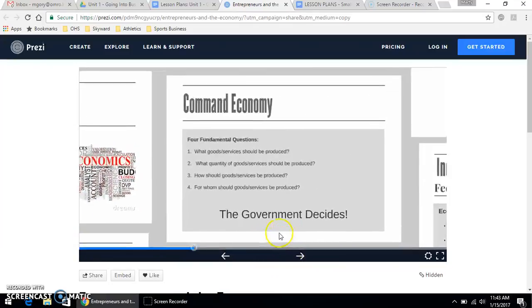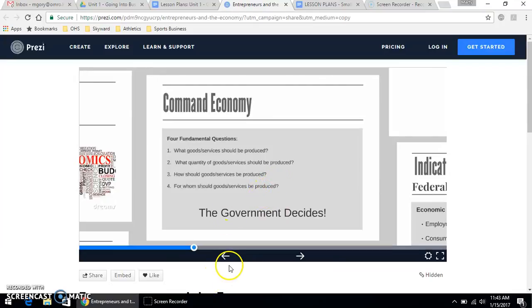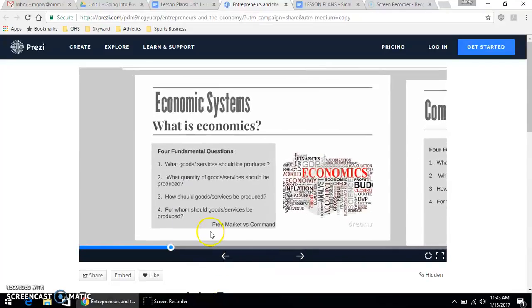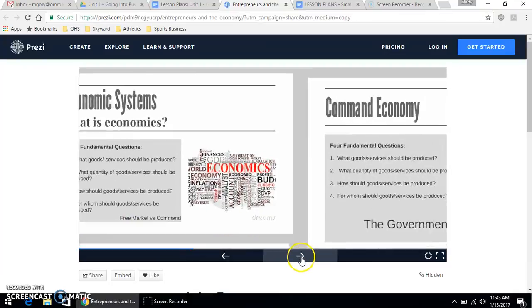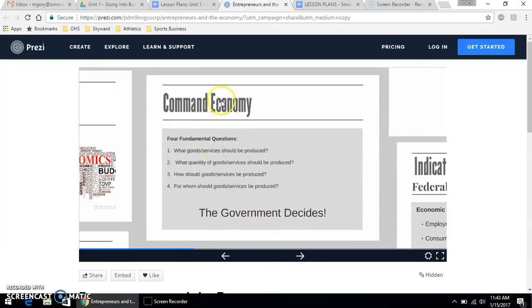All right, so let's take a look at 2. Well, actually, let me go back to this next slide. The two types of markets, or two types of economic systems, that we are going to look at are free market versus command. Let's take a look at a command system first. In a command economy, once again, the four fundamental questions are going to have to be asked and answered, but the key indicator here is right here. These four questions are answered by the government.